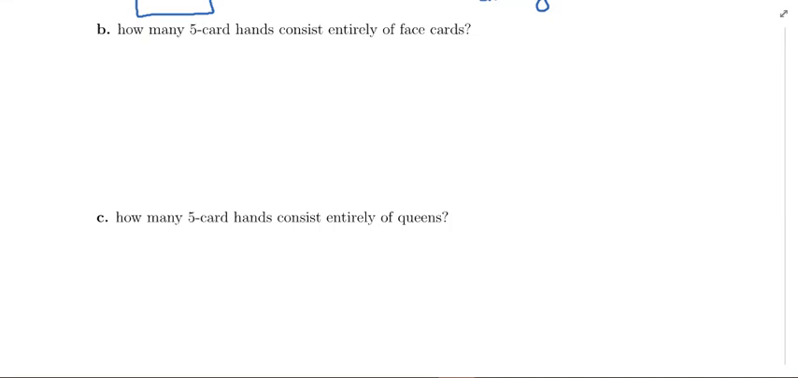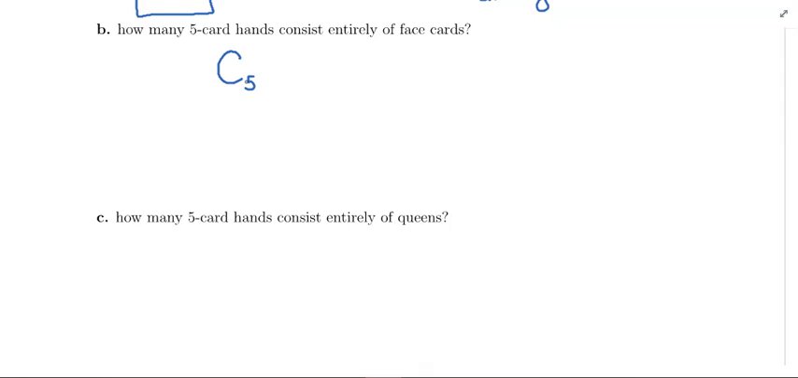In example 12B, we want to know out of the standard 52 card deck, how many 5-card hands consist entirely of face cards. As soon as you see the word hands, you know that this is going to be a combination. So I'm going to write down the combination symbol, and you're dealing with a 5-card hand. So from some greater set, you're going to be choosing 5 cards. Remember what I explained to you in part A.